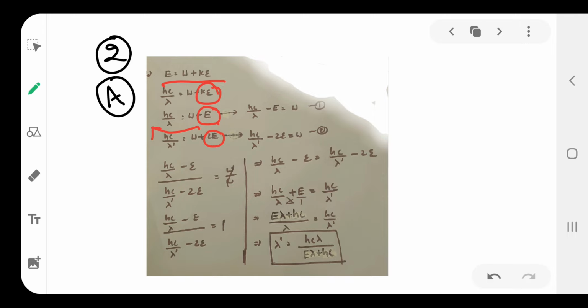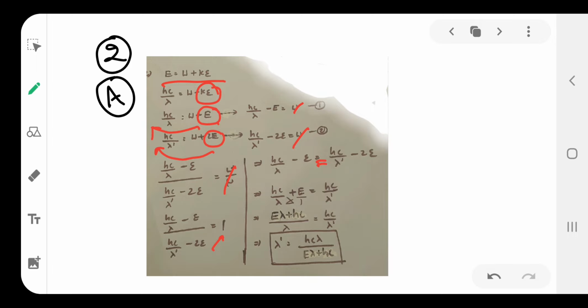Hc by lambda minus E is equal to W. Here also, plus 2E comes to this one side and becomes minus 2E: hc by lambda naught minus 2E is equal to W. Then, equation 1 by 2, W is cancelled. That's why its value is 1. Hc by lambda minus E divided by hc by lambda naught minus 2E. Then it is multiplied with this one side. Then hc by lambda minus E is equal to hc by lambda naught minus 2E.